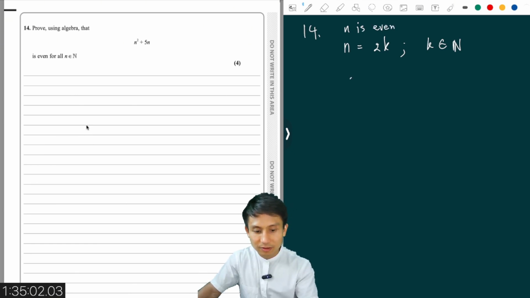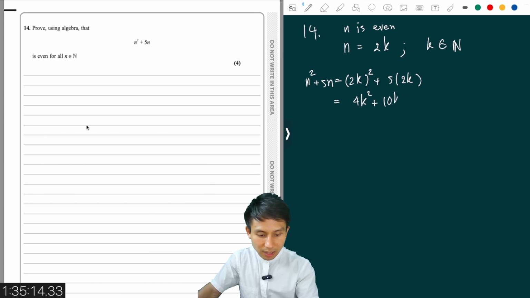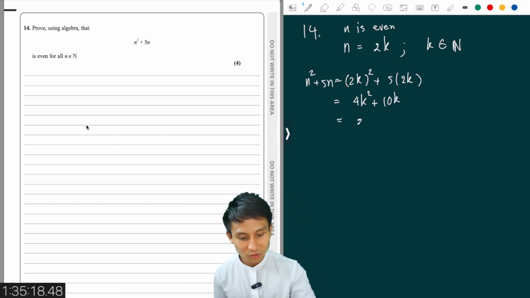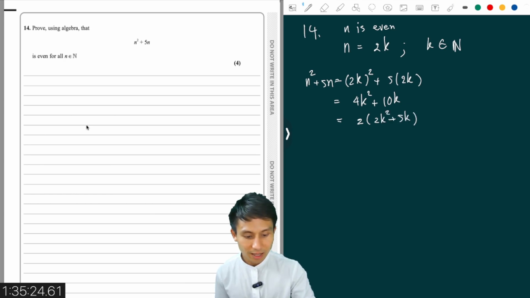So we have 2k squared plus 5 times 2k, yeah, and that is 4k squared plus 10k. We are proving that it is even, so we need to factorize 2 out, like that, and say that it is even because it's a multiple of 2, right?